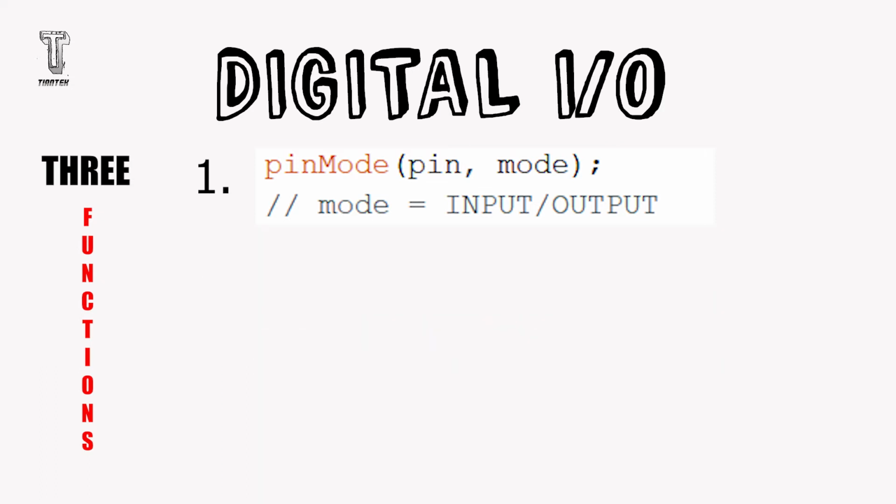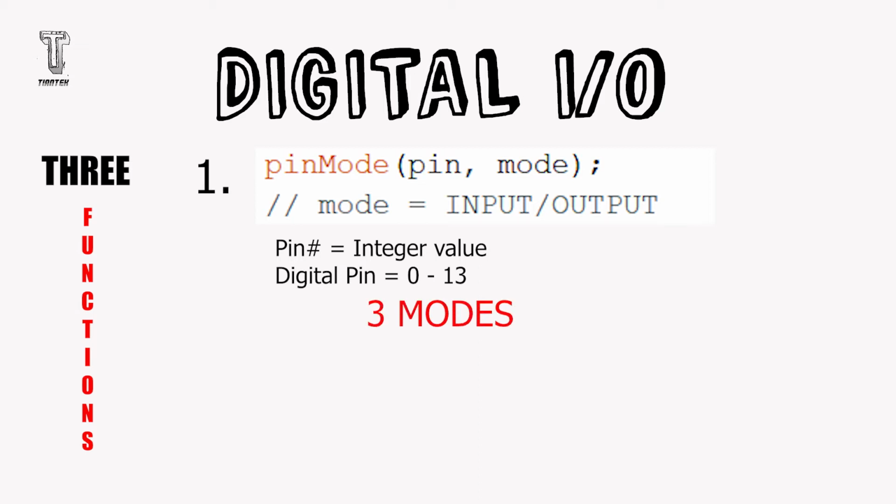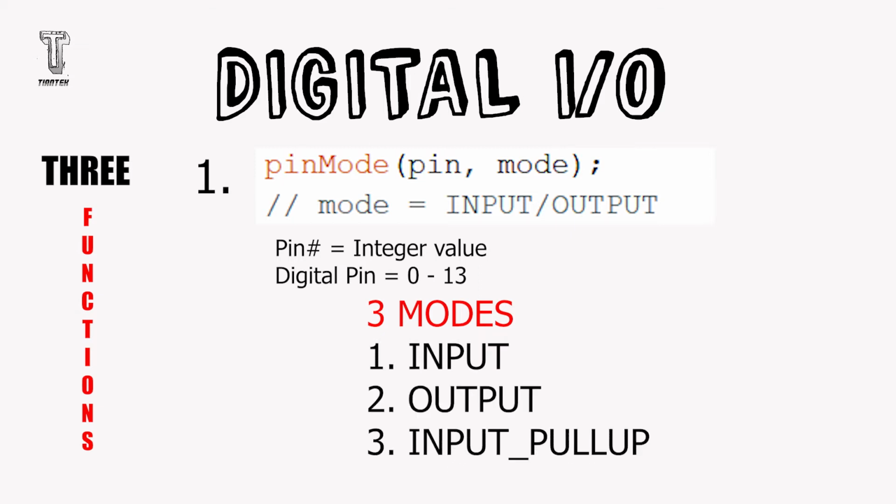For pin mode, the pin number must be an integer value. Simply choose the pin you want to utilize for this part and check up the number that corresponds to it. You can choose between three different modes, namely the input, output, and the input pull-up. Input pull-up can be used to monitor the state of a switch by establishing serial communication between your Arduino and your computer over USB.